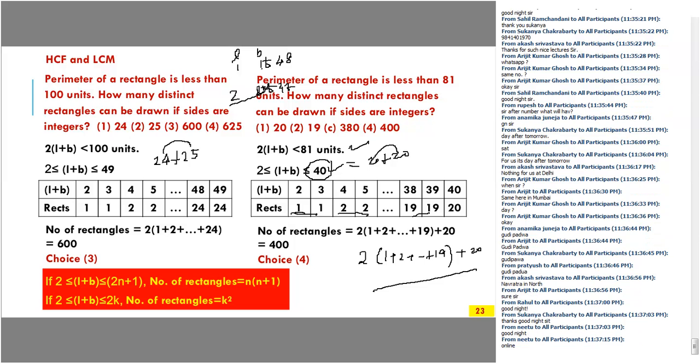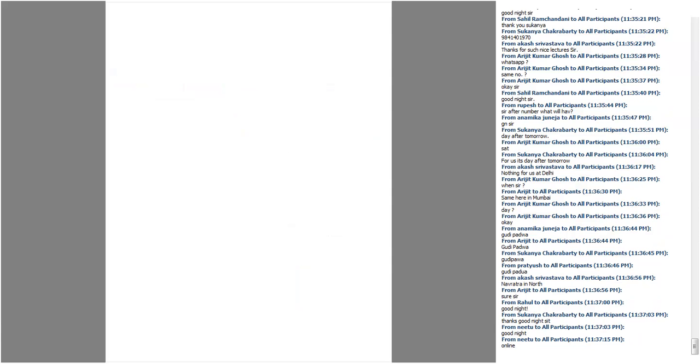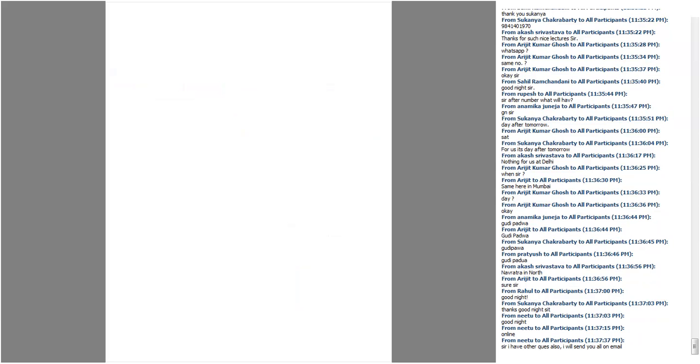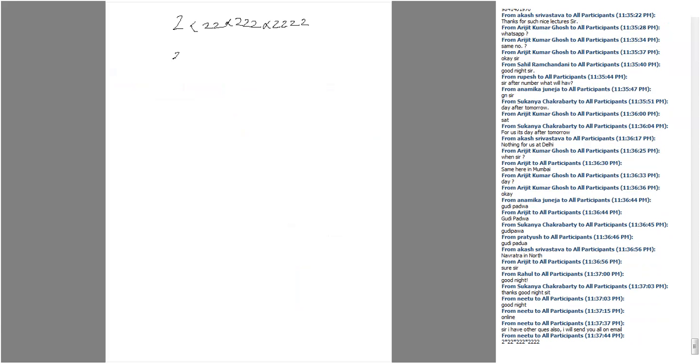Neetu, I'll tell you how to do that. Are you online or disconnected? You want to know how to multiply that. What's the number you said? Can you post the number again? I think 2 into 22 into. This is what you wanted to know how to multiply or not?